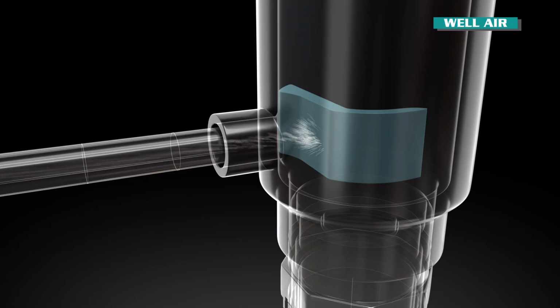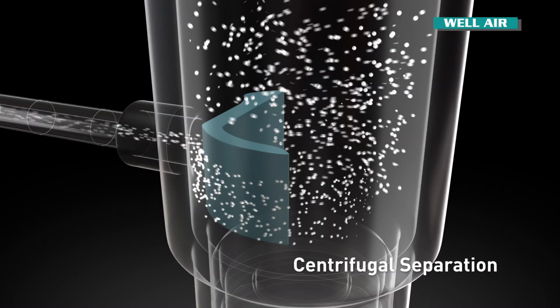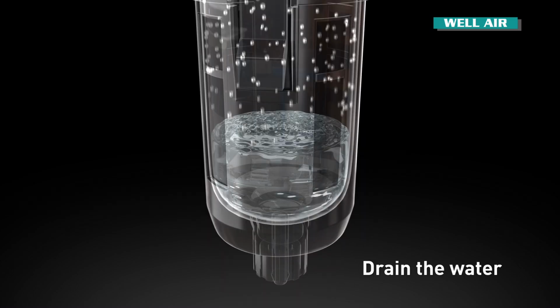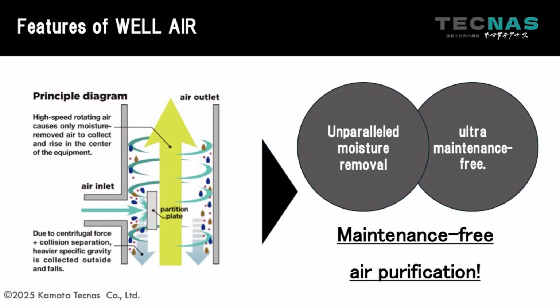This is a simplified cross-sectional view of Well Air. Air enters through the entrance on the left side and is separated from the rest inside. The air outlet is on the upper side to cause maximum centrifugal separation. Contaminated water is automatically discharged downward. This is exactly the ultimate maintenance-free solution I mentioned at the beginning.